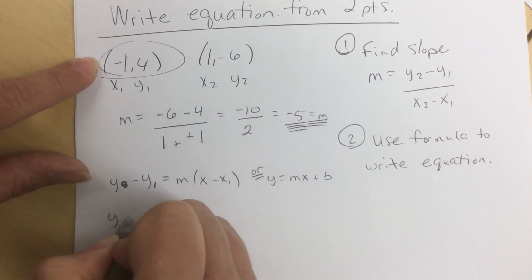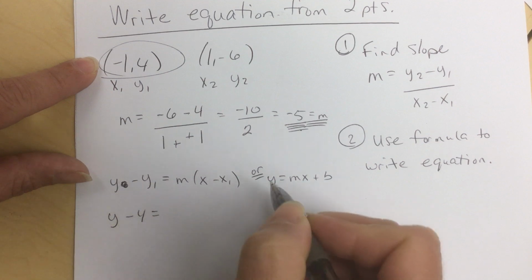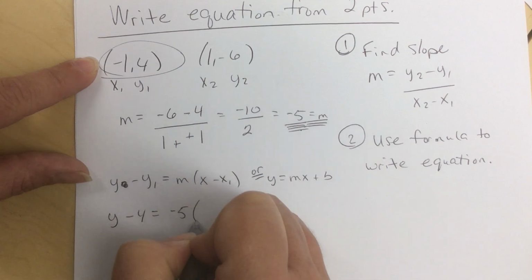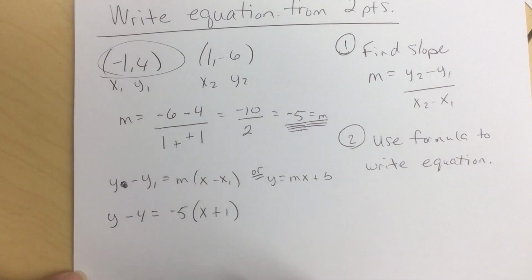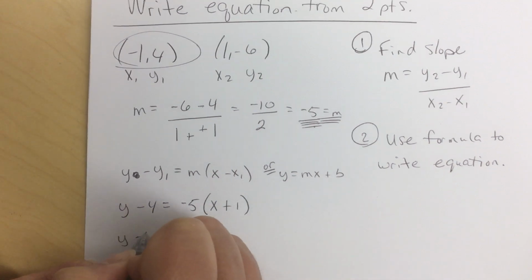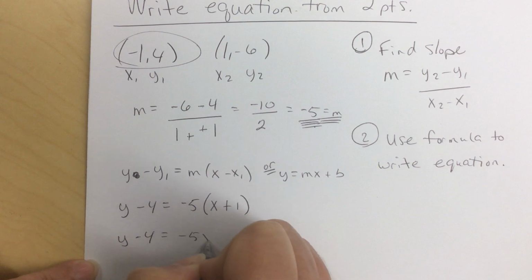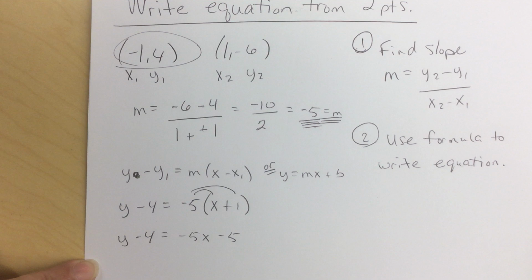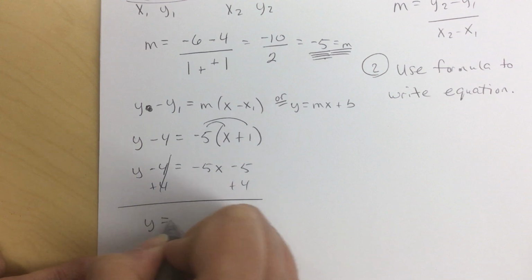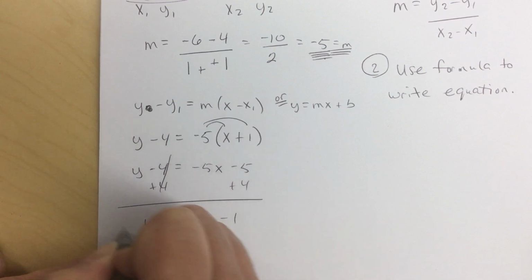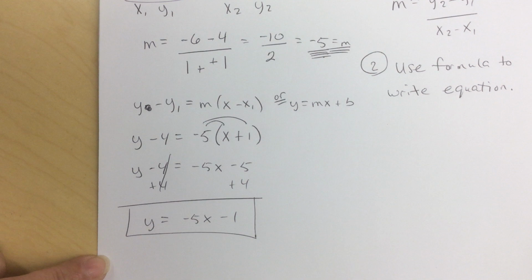So that's y minus 4 equals m, which we found to be -5, times x minus a -1, which is x plus 1. So that means y minus 4 is equal to -5x minus 5 if I take -5 through the parentheses, and then my last step is to add 4 to both sides. So y equals -5x minus 1 is my answer.